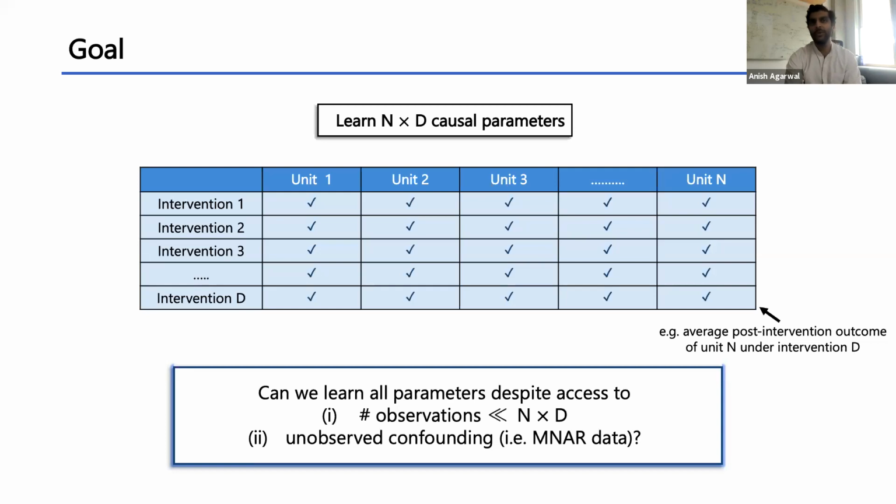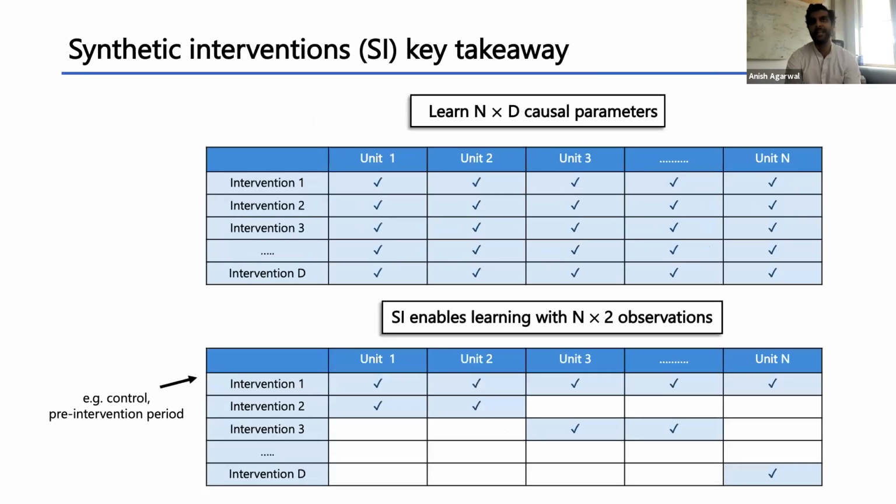Now the question is, can we learn all these n times d parameters despite observations that are far less than n times d? And second, can we do this despite unobserved confounding, which means that you're missing data not at random? That's going to be the goal of this work. The key punchline of the synthetic interventions estimator is that you can learn these n times d causal parameters despite having access to simply n times 2 observations.